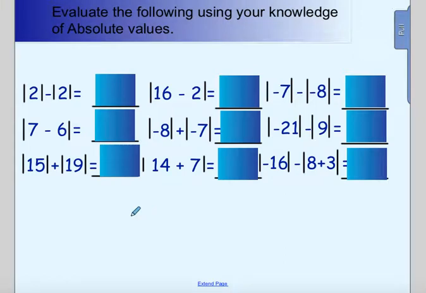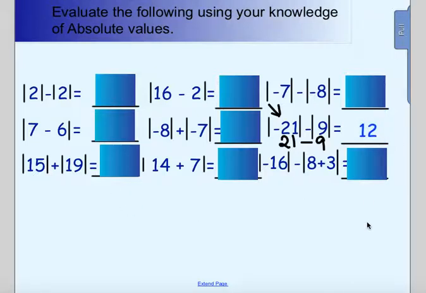So let's see what else we have in this lesson. All right, let's look at some of the challenging ones here. As we look at these, remember that we must do what's inside of the absolute values first, and then we can do what's outside. So let's say we do something like this one right here, the absolute value of negative 21 minus the absolute value of 9. So if we take the absolute value of negative 21, that gives us 21. Absolute value of 9 is 9, and then we can subtract to get a final answer of 12.